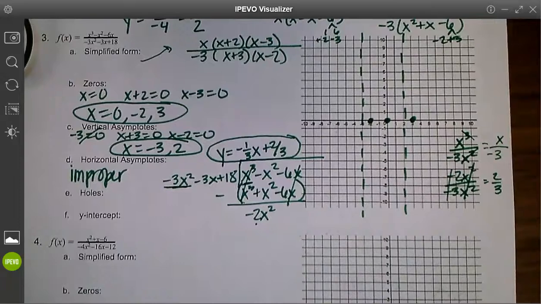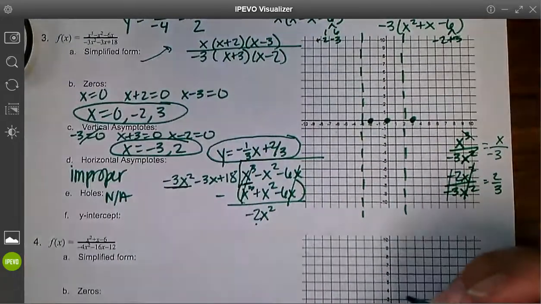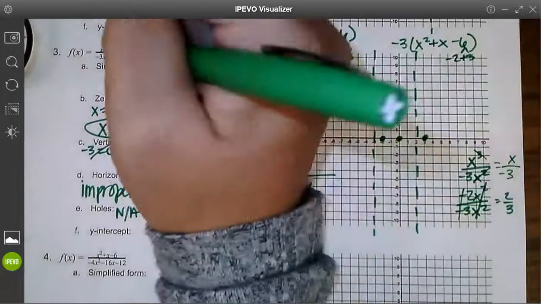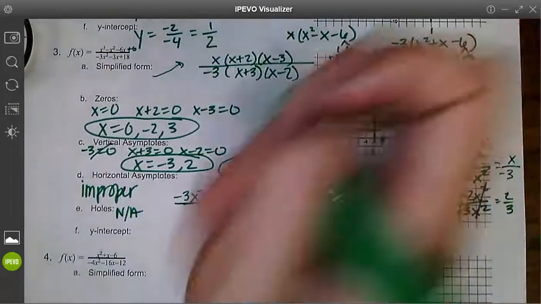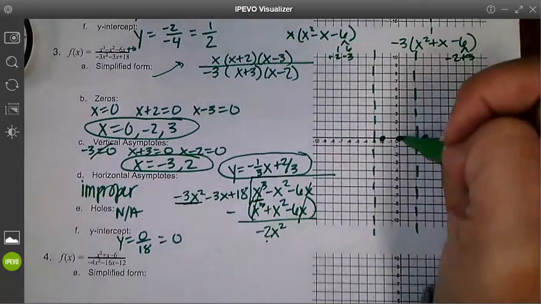My holes, nothing canceled out. And my y-intercept, I have 0 as my constant on the top. You can add that plus 0 if you need to. 0 over 18, which is just 0, which I've already got plotted here.